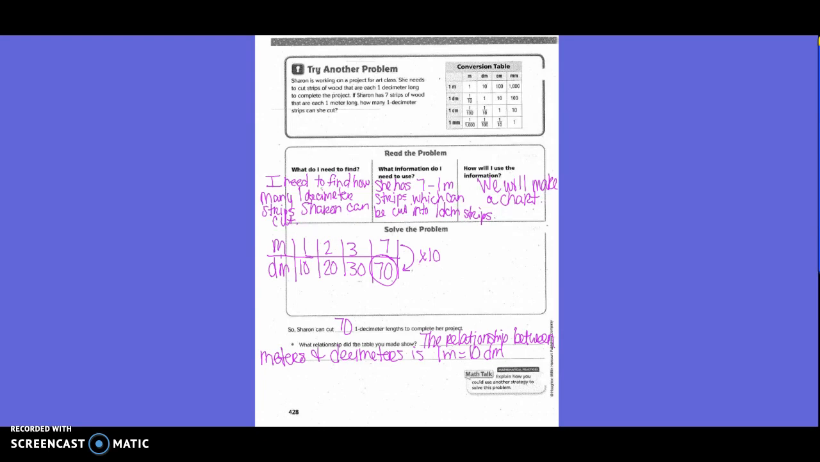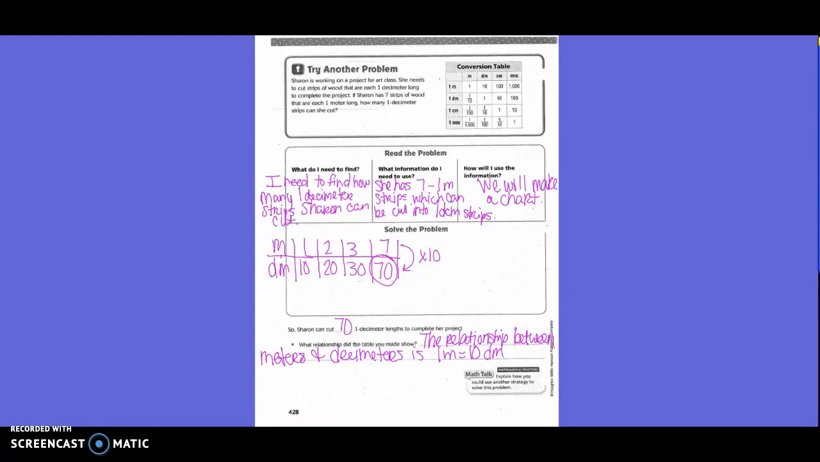Solve the problem. So we went ahead and set up a chart. We said on the top row we would put meters, and on the bottom row we would put decimeters. And we learned that for every meter you'll get 10 decimeters. So we put 1 to 10, 2 to 20, 3 to 30. And we went ahead and put 7 in there, and we found out that our rule is to multiply by 10. So we got 7 times 10, which equals 70. So Sharon can cut 70 1-decimeter lengths to complete her project.